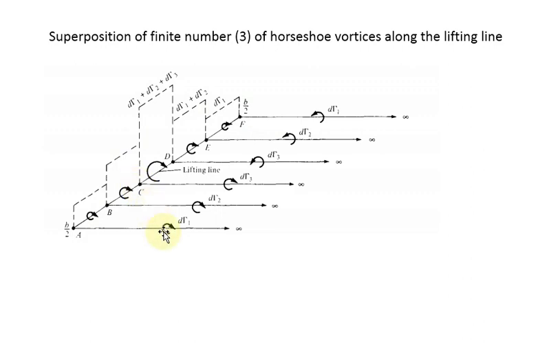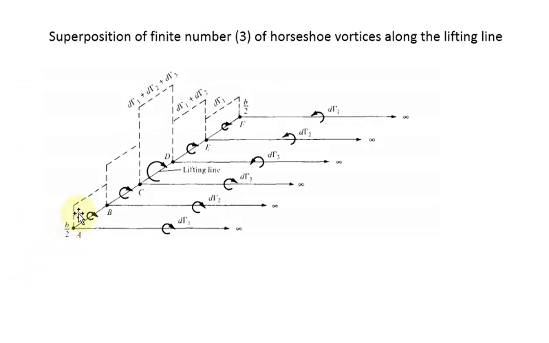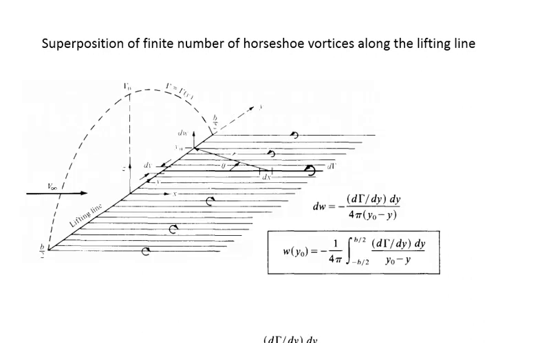In the previous cases we had only one horseshoe vortex. In this case we have three horseshoe vortices, and because of that we have different circulation. Here we are mentioning the strength of the circulation, so that is the point we are making.